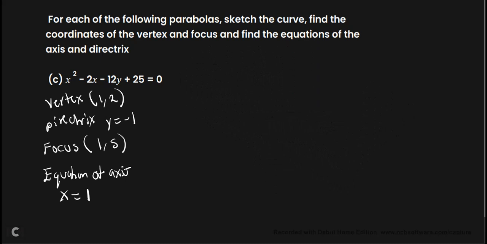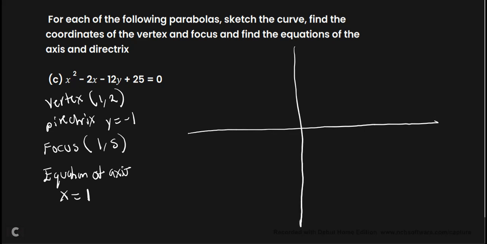So on the plotting, right? What was your vertex? Your vertex was 1, 2. So 1, 2, we put it to be here. That is your V. Then what is your directrix? Your directrix is showing it's y equal to negative 1. So you go to the point where there is negative y in the y-axis.